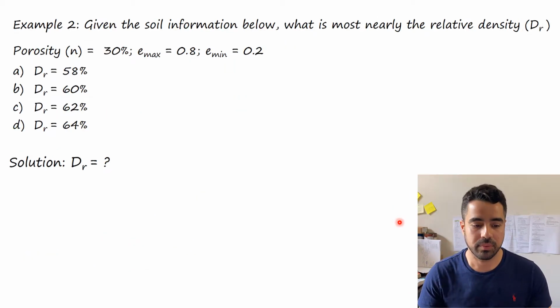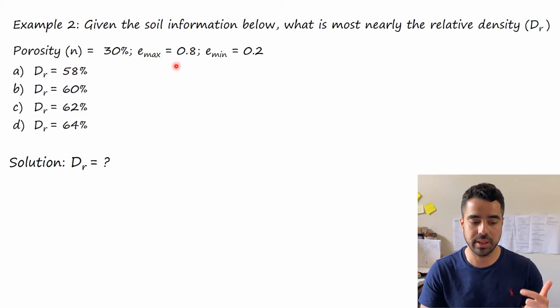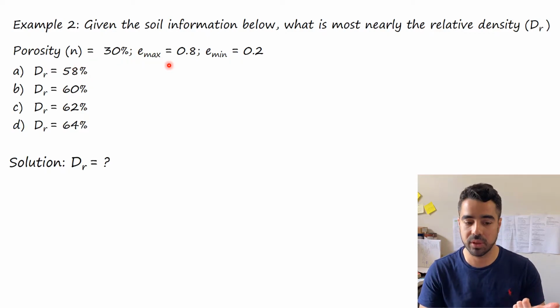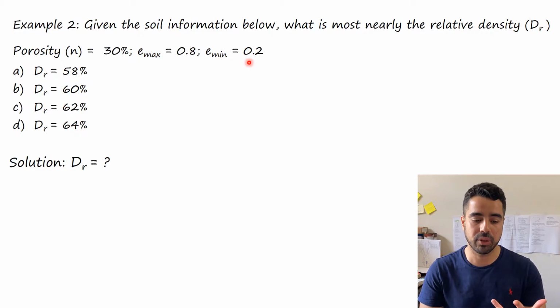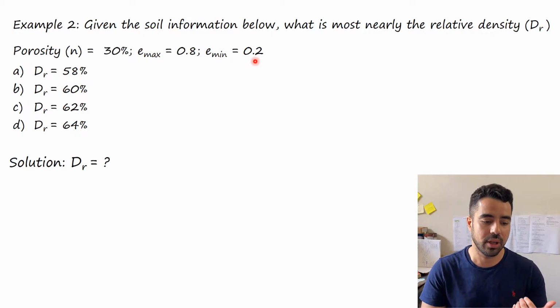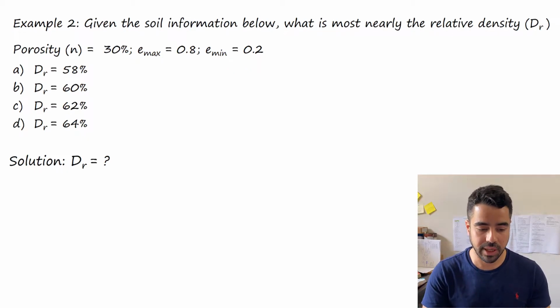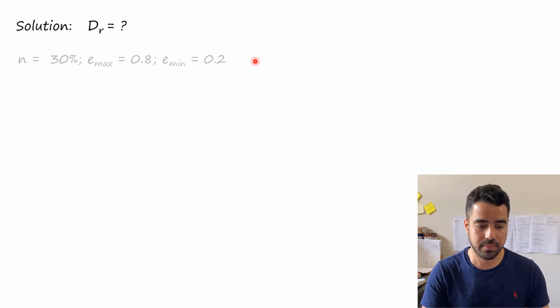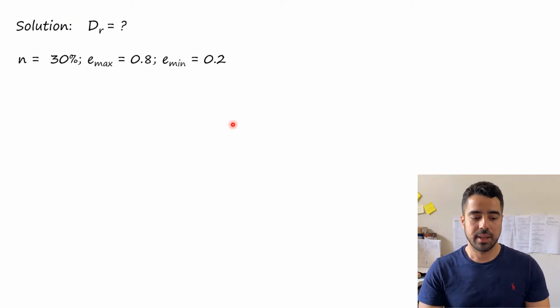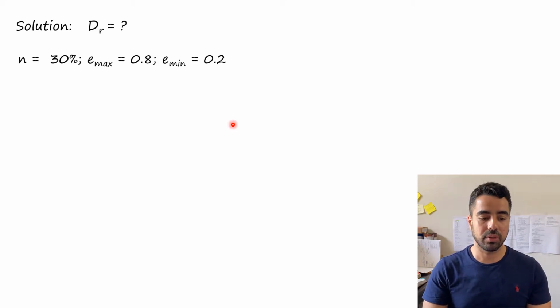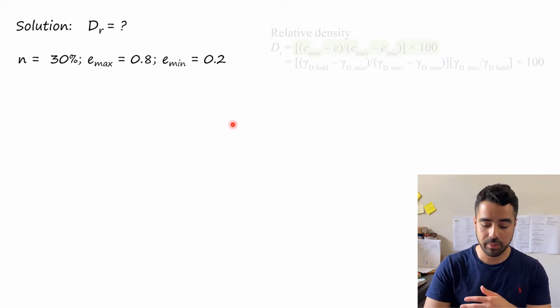Example 2. So we have a soil, and we're looking for the relative density. Porosity is given 30%. E max, which is the maximum void ratio, 0.8. Minimum void ratio is given as well, 0.2. We're looking for the relative density. So we start the solution as usual. We put what is given: 30% n, e maximum 0.8, e minimum 0.2.